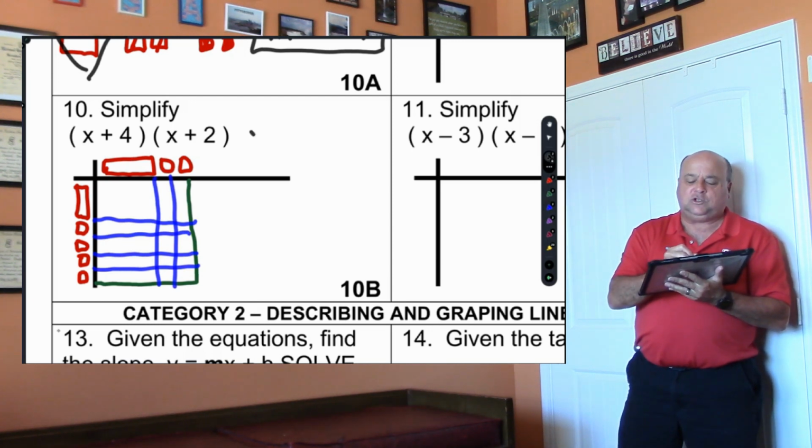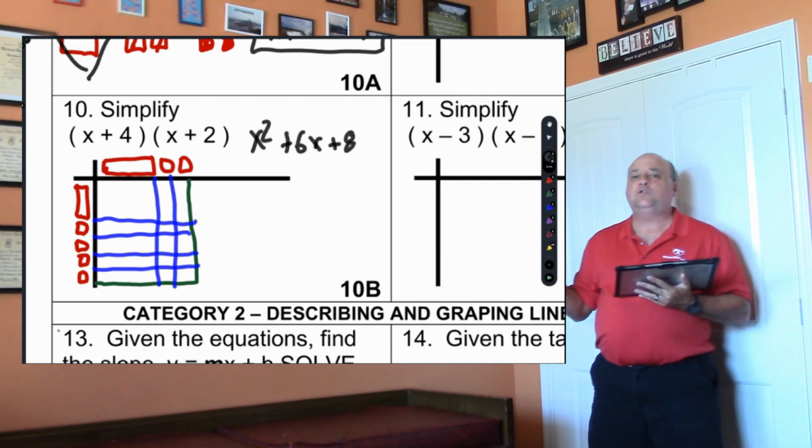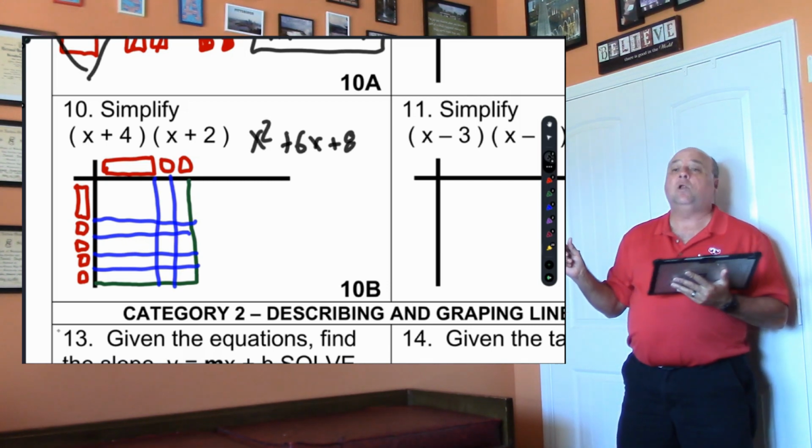So we have a big X squared. We have 1, 2, 3, 4, 5, 6 rectangles. And then we have 8 open squares. So x squared plus 6x plus 8.